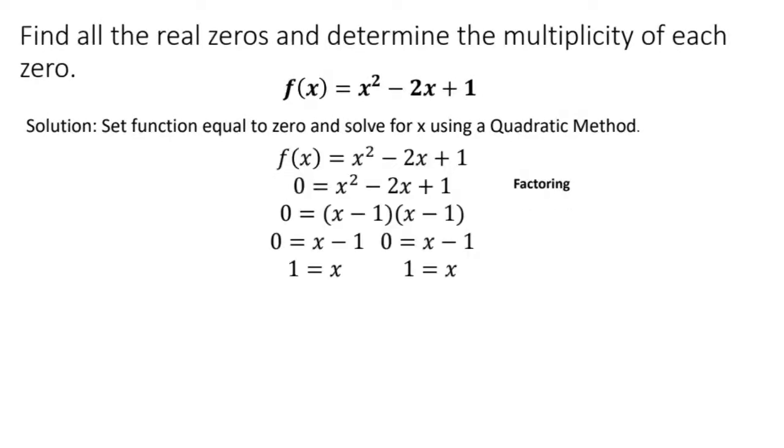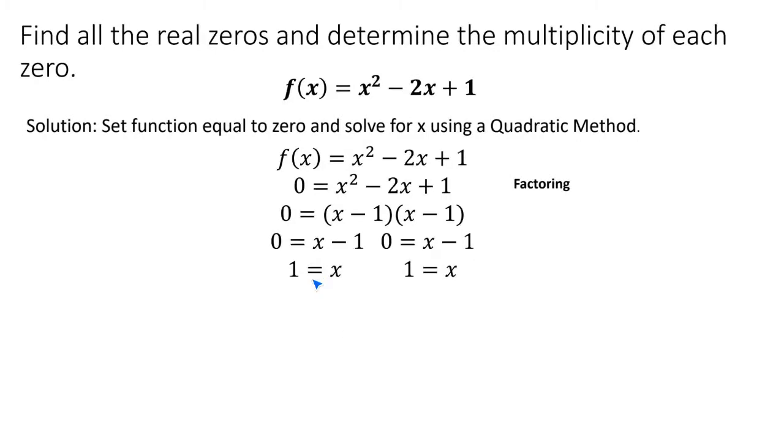So again, I need to find two numbers that when I multiply them together give me 1, and when I add the same two numbers gives me negative 2. The two numbers are negative 1 and negative 1. So this factors as x minus 1 and x minus 1. This is a perfect square. So if you see here, when we're solving for this, we have two answers for one.